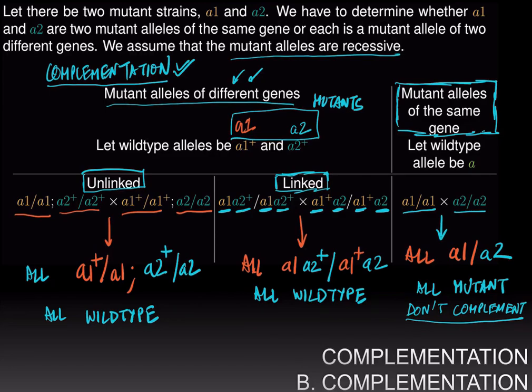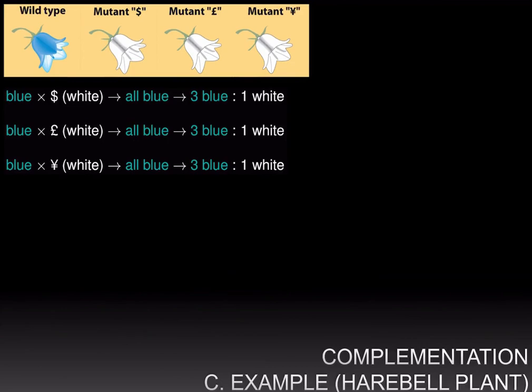Let us discuss complementation with the example of the harebell plant. Normal wild type harebell plants have blue flowers, but three mutant strains have been isolated. There's the dollar strain, the pound sterling strain, and the yen strain, all of which give white flowers instead of blue. And our goal is to determine the dominance relationships between these genes, whether these strains are mutant for one gene, two genes, three genes, and so on.